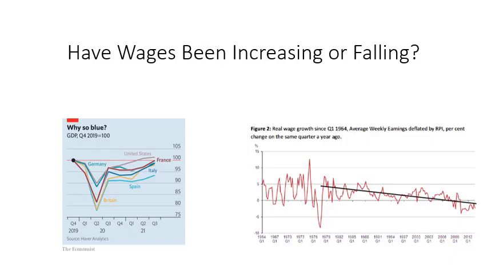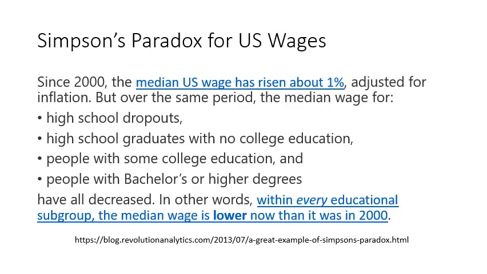We start with a discussion of an interesting version of Simpson's paradox. Apparently, average wages have been growing according to some statistics, but falling according to others. A detailed examination shows that the median US wage has risen about 1%, but in every educational group, the median wage has gone down. So how can it be that every group wage is going down, but the overall wage is rising? That's an example of Simpson's paradox.